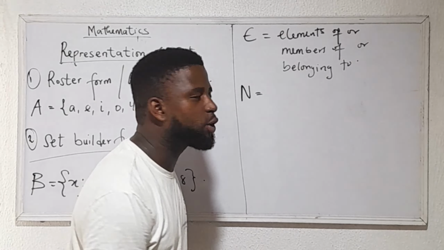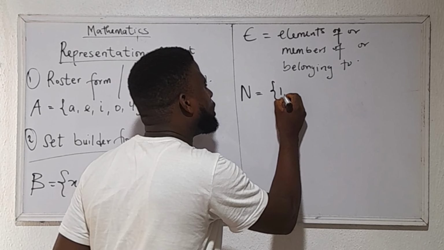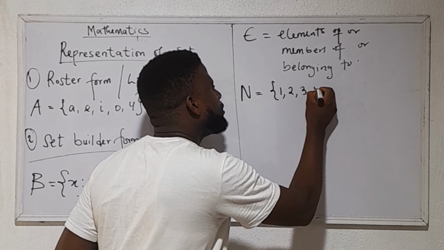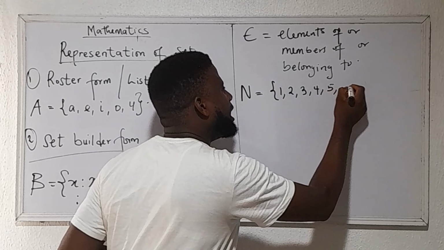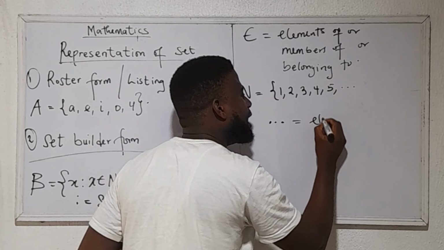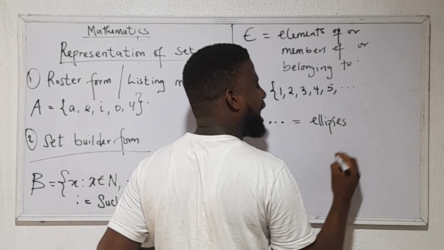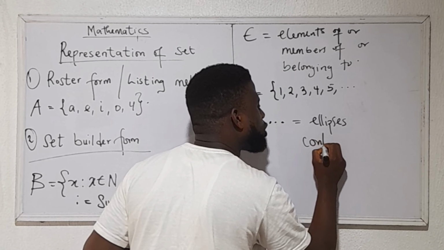So the set of natural numbers are the set of counting numbers, which is equal to {1, 2, 3, 4, 5, ...}. Now, these three dots means ellipses. It's called ellipses, and it means continuous on.